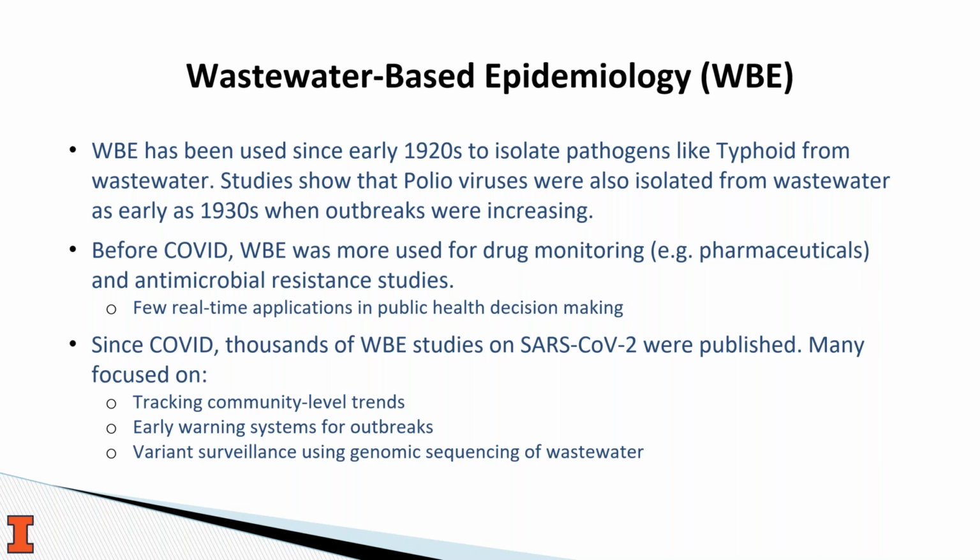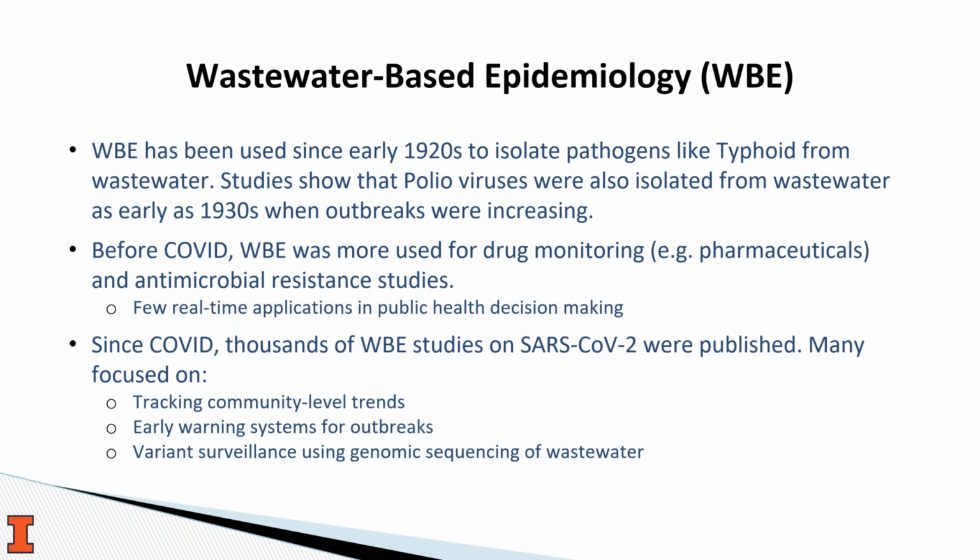Polio is another public health concern that existed as early as 1900, with outbreaks happening in the 40s and the 50s. There are a lot of studies from the 30s that highlight attempts to isolate poliovirus from wastewater, and they did find that poliovirus can be detected in wastewater during outbreaks, but not after, demonstrating its ability to be a time-sensitive indicator for outbreaks.